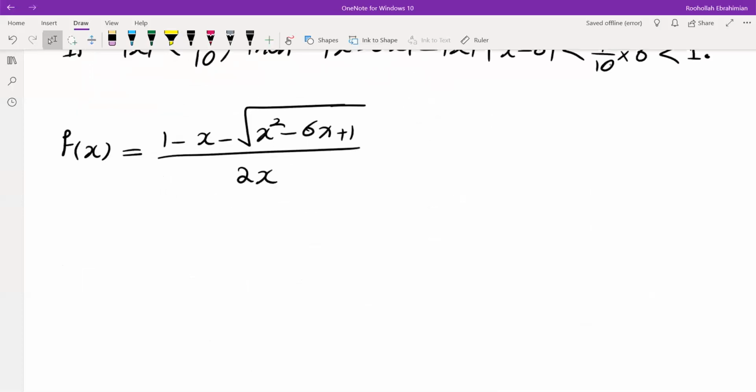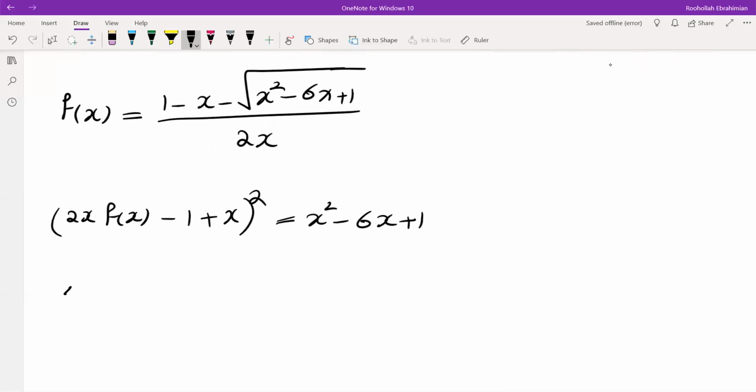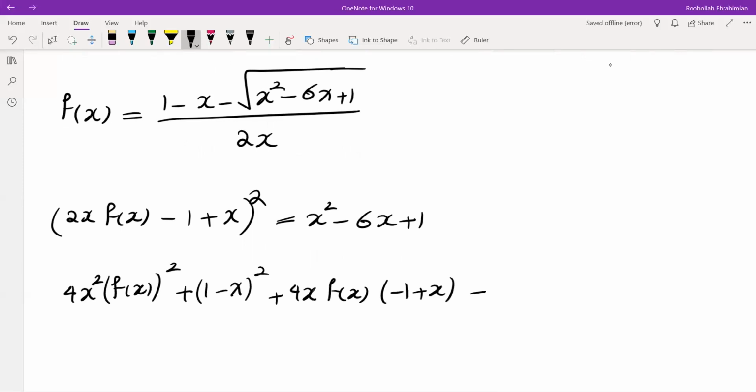So I'll cross multiply, subtract 1 and x, and then square so that I am able to find some recursion. Because if I square, then I can find some relation between f of x and itself, which in turn gives me a relation between a n and itself. So this gives you 4x squared f of x squared plus 1 minus x squared plus 4x f of x times minus 1 plus x equals x squared minus 6x plus 1.